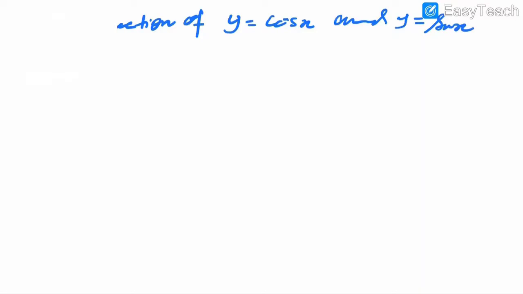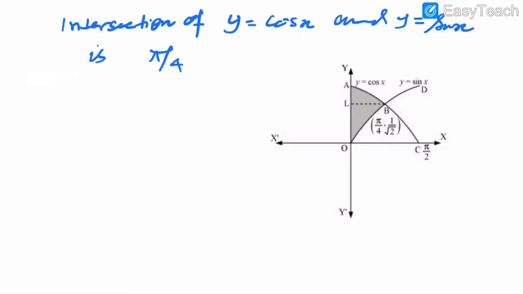So first we find the point of intersection of these two curves, sin x and cos x, by equating y equals sin x. So sin x is equal to cos x, solving we get tan x is equal to 1, so x is equal to pi by 4. Putting x equal to pi by 4 in any curve, y is equal to cos pi by 4, which is 1 by root 2. So the point of intersection is pi by 4 and 1 upon root 2.